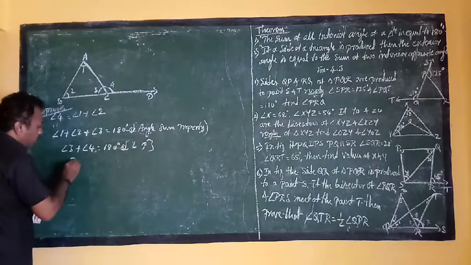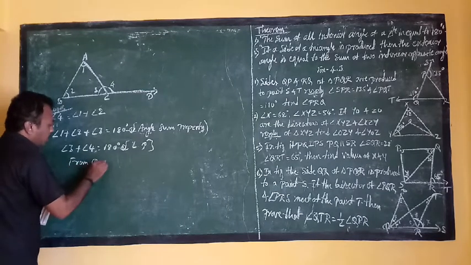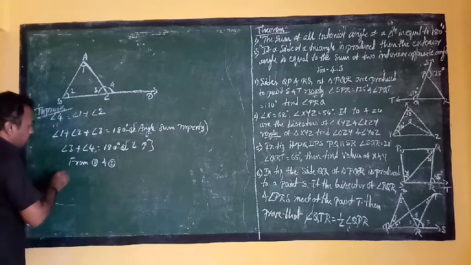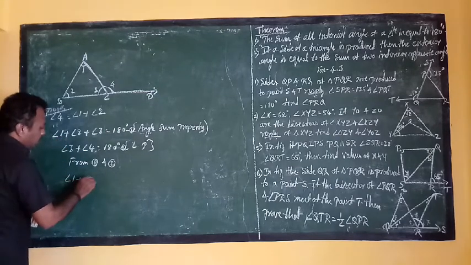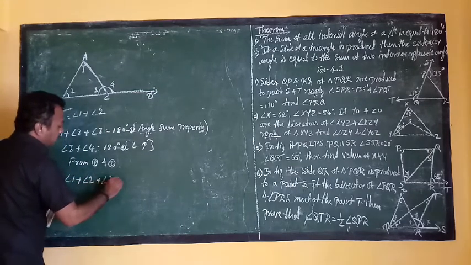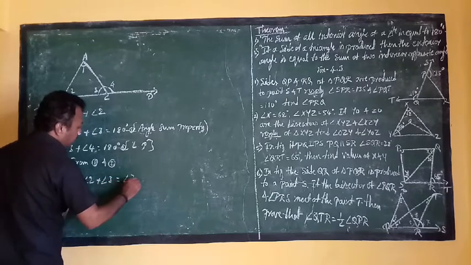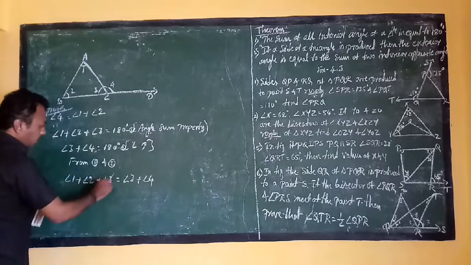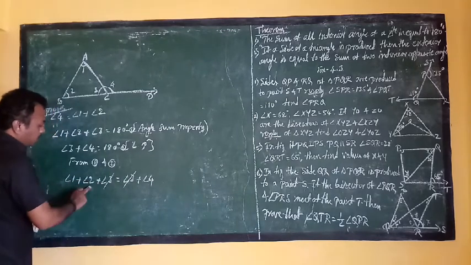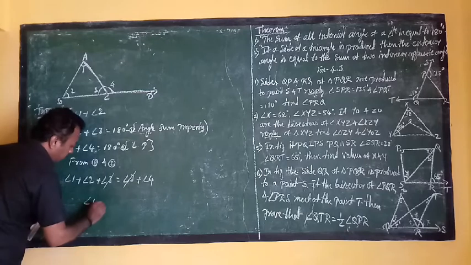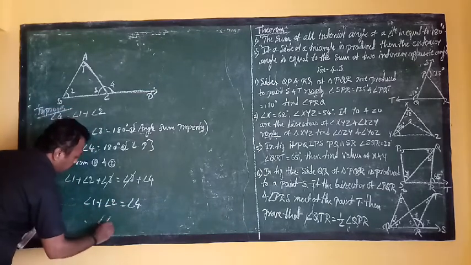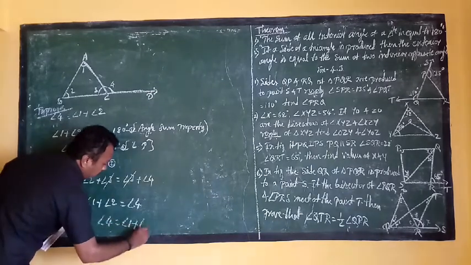From 1 and 2, the RHS is equal, so the LHS is also equal. Angle 1 plus angle 2 plus angle 3 is equal to angle 3 plus angle 4. So now angle 3 gets cancelled. Remaining, angle 1 plus angle 2 is equal to angle 4. Angle 1 plus angle 2 is equal to angle 4. Therefore, angle 4 is equal to angle 1 plus angle 2.